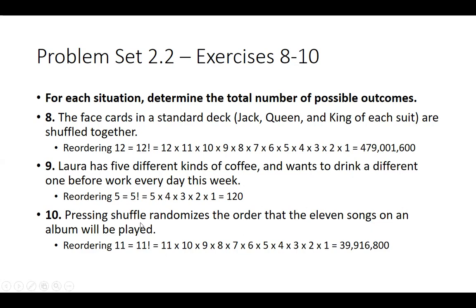Number 10. Pressing shuffle randomizes the order that the 11 songs on an album will be played. So we want to reorder 11. How many different ways can these 11 songs come up? That's 11 factorial. 11 times 10 times 9 times 8 times 7 times 6 times 5 times 4 times 3 times 2 times 1. 39,916,800 different ways these 11 songs can be played.